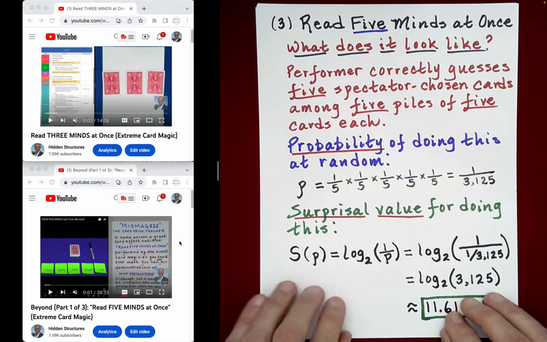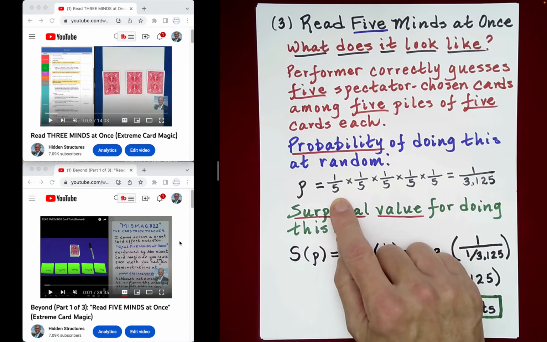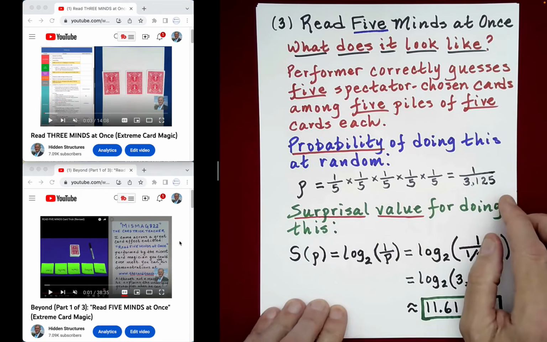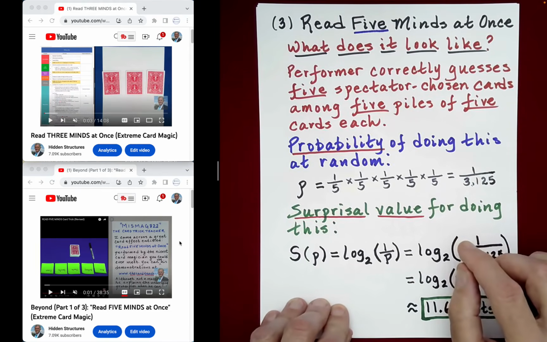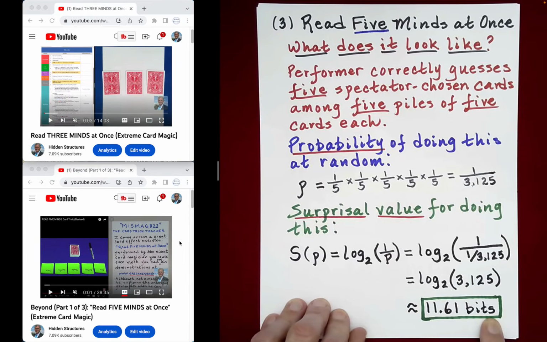Well, the probability here now, if we have 5 piles of 5 cards each, the chance that I, as the performer, would correctly guess the spectator's freely chosen card is 1 out of 5 for each of the 5 piles. Well, this comes out to be a probability of 1 divided by 3,125. The surprisal value now is 11.61 bits, which I guess we could round to 12.